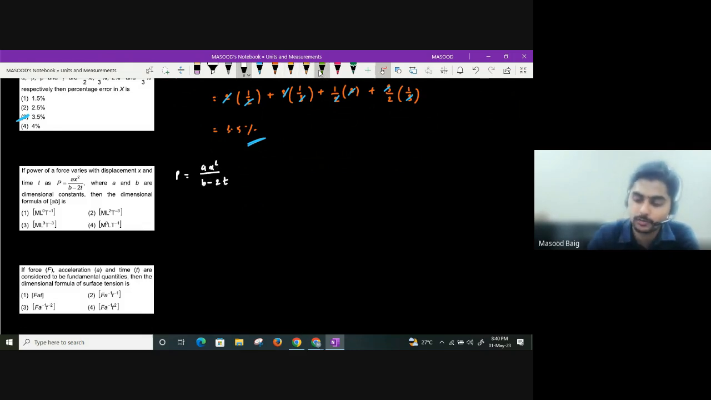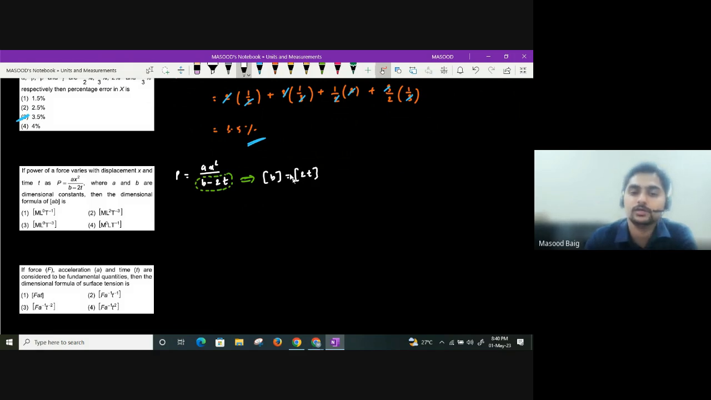So you look at the denominator first. I have two quantities in the denominator which are being subtracted. So from this, what conclusion can I make when two quantities are being subtracted? Their dimensions should be the same or not. So dimensions of b will be equal to dimensions of 2t. 2 is a numerical value. It doesn't have any dimensions.